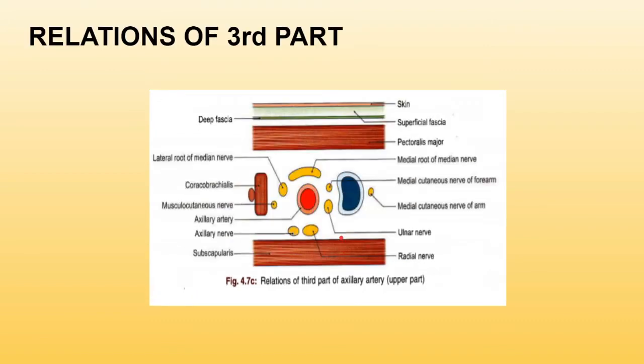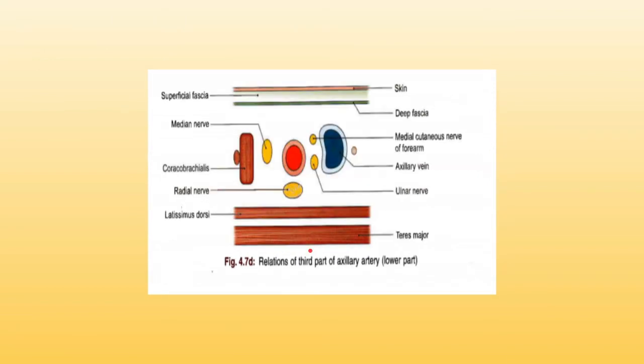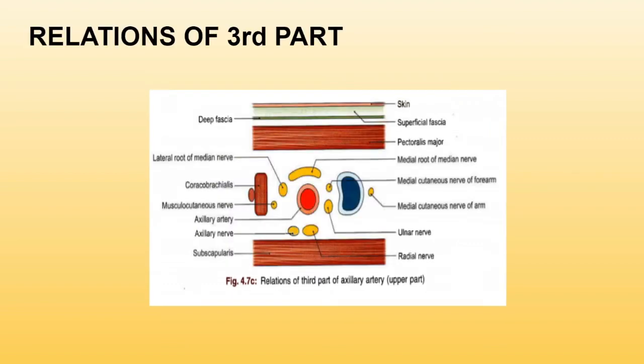So in the posterior part, one thing is common, radial nerve. And two things in the upper part, that is the axillary nerve and the subscapularis, while in the lower part there is latissimus dorsi and the teres major muscle. Now in the lateral part, just remember we are having one thing common, two things in the upper part and one thing in the lower part.